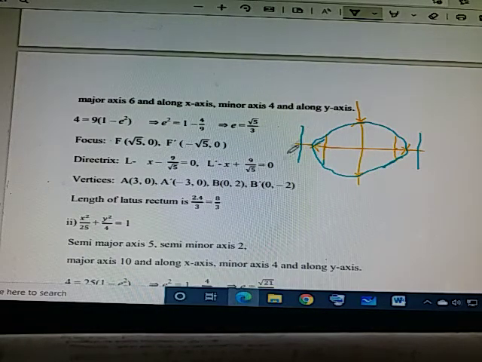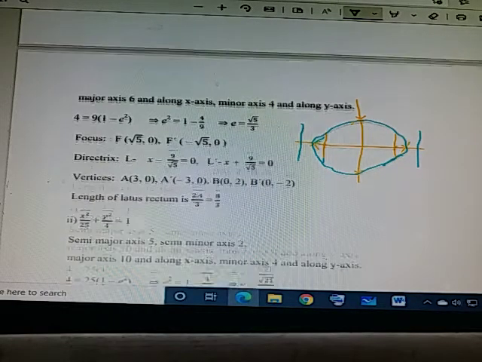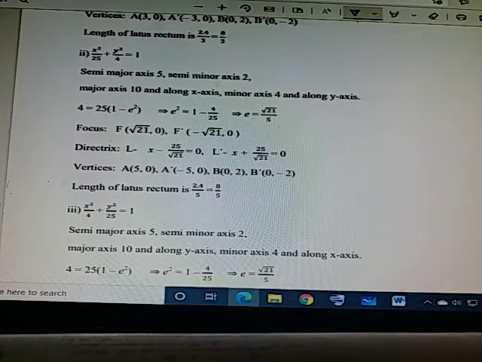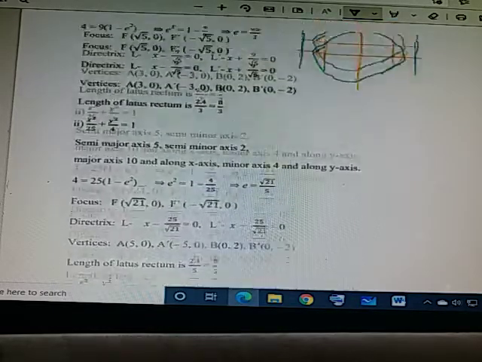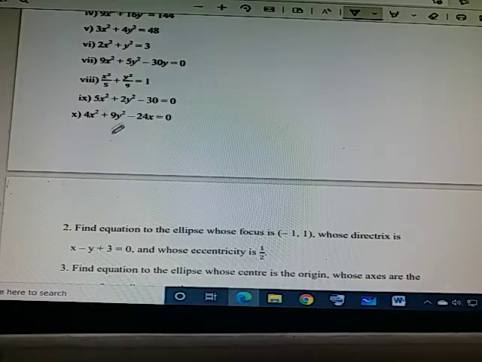So you first find these things, then you draw this figure. In a similar way you have to do these things. And other problems are, so these are trace the ellipse. So this type of problem, number 10, you must see.